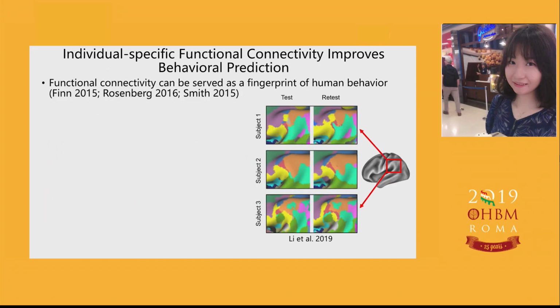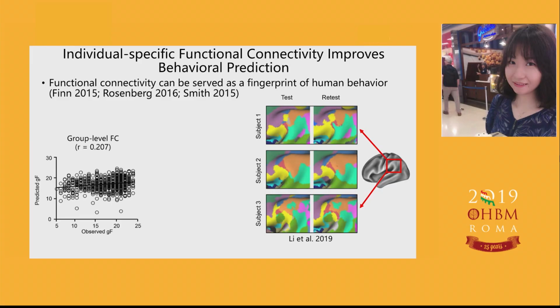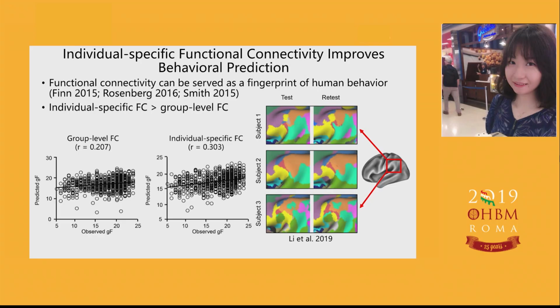So we just saw that the network topography can be used for behavior prediction. And there are a lot of studies that have demonstrated that the functional connectivity strength can serve as a fingerprint of human behavior. So this plot shows the functional connectivity derived from the group level parcellation. The fluid intelligence can be predicted with accuracy around 0.2. This prediction accuracy can be further improved if we use the individual specific area level parcellation to estimate the functional connectivity for behavior prediction.